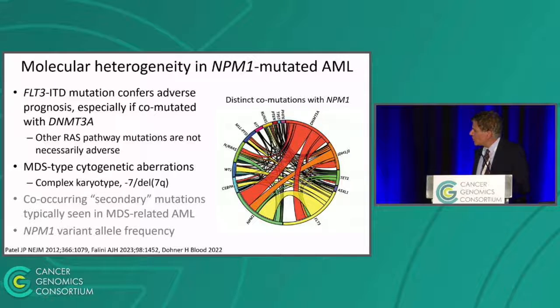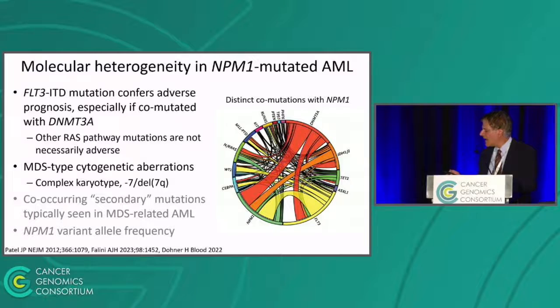We know that when it occurs with MDS-type cytogenetic aberrations like a complex karyotype, this is quite rare, but these definitely seem to overrule the NPM1 and give rise to an adverse prognosis. But I have in gray here some of the more controversial areas. In this last part of the talk, so far I've been telling you about the nice crisp definition of NPM1 and how everything seems to fit well, favorable prognosis if there's no FLT3. But now let's get into a little bit of the more complexities.